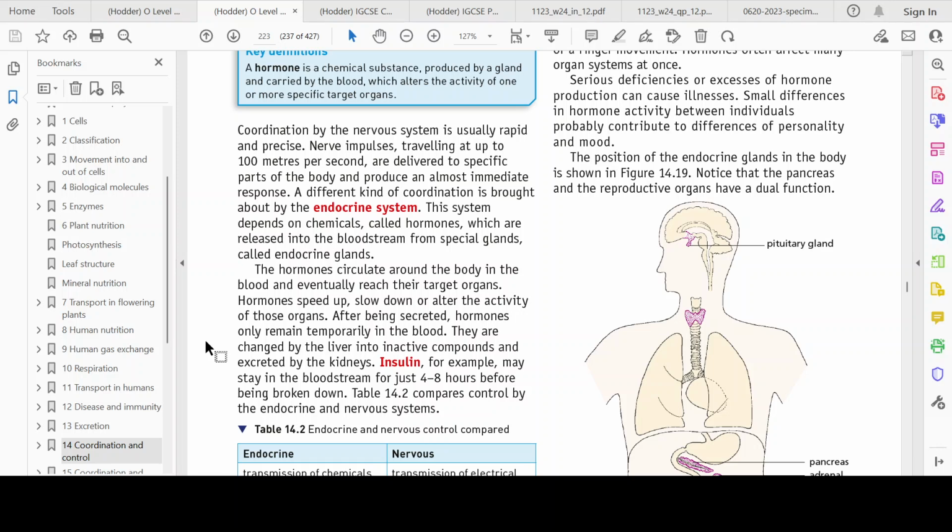Now, hormones circulate in the body, in the blood, and eventually reach the target organs. They speed up, slow down, or alter the activity of these organs. Now, this is the part: after being secreted, hormones only remain temporarily in the blood. Once they do what they're supposed to do, they are changed by the liver into inactive compounds and then excreted by the kidneys. All right, so something you need to know. They are processed in the liver, changed into inactive compounds, and then excreted.